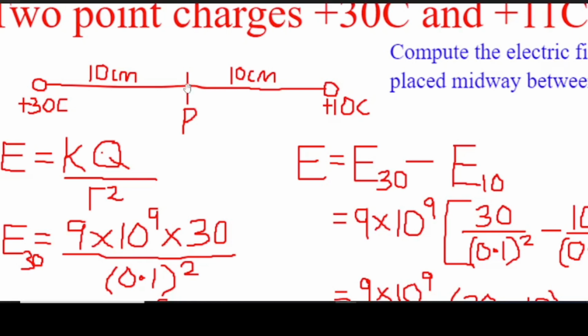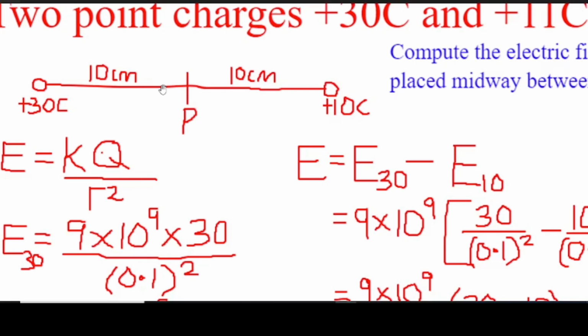What will happen to the positive test charge that you place at P as a result of the plus 10 coulomb charge here? The plus 10 coulomb charge will also repel the positive test charge placed at P to the left. Alright, so we have two repulsions, one to the right and the other to the left. Okay, so the direction of the force of repulsion will also be the direction of the electric field intensity.